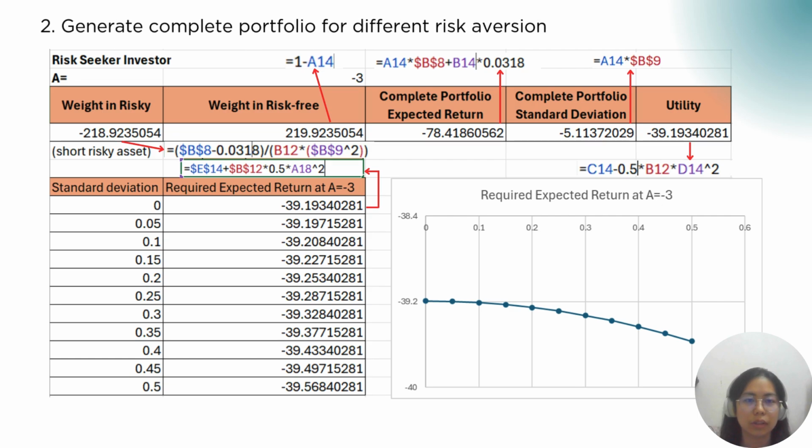We get the weight in risky by taking the portfolio expected return minus the risk-free rate, which is 0.0318, then divided by A times the variance of the portfolio. We get a weight in risky of negative 218.9235. We then get the weight in risk-free by using 1 minus the weight in risky.